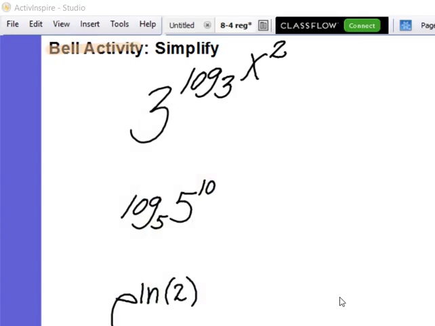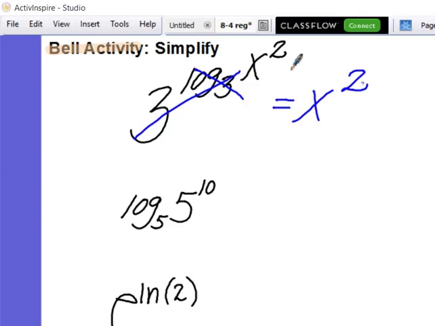Oh, these are just very straightforward, guys. Remember, logs undo exponentials, exponentials undo logs. So, log to the base 3 of 3 to the x squared is what? X squared. You guys got it. Base 3 and log to the base 3 cancel out. Guys, they're inverses of each other. So you got x squared.